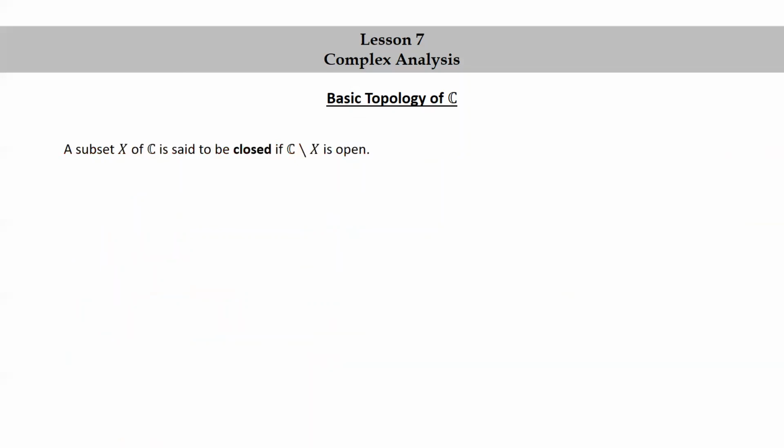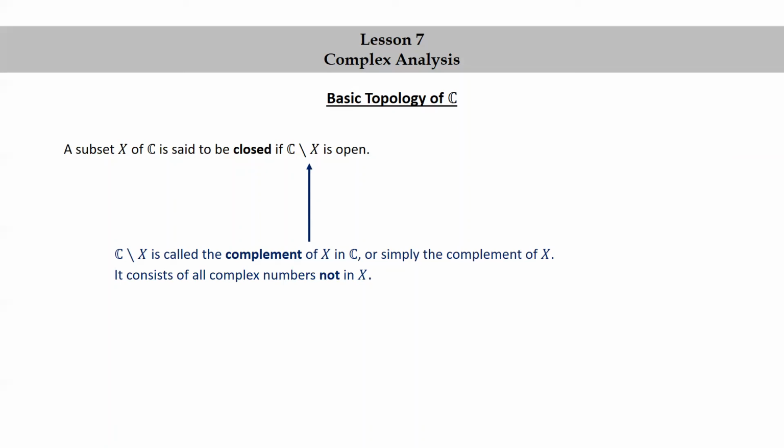A subset X of C is said to be closed if C minus X is open. C minus X is called the complement of X in C, or simply the complement of X. It consists of all complex numbers not in X.